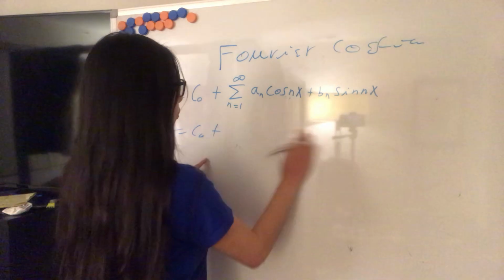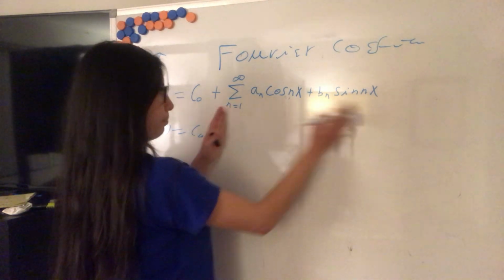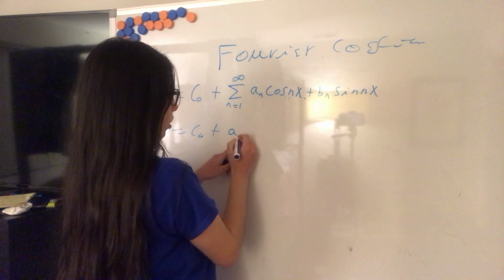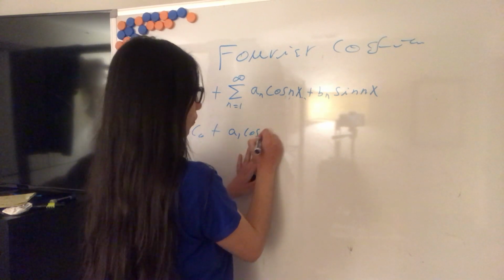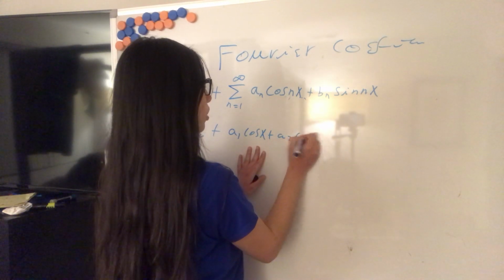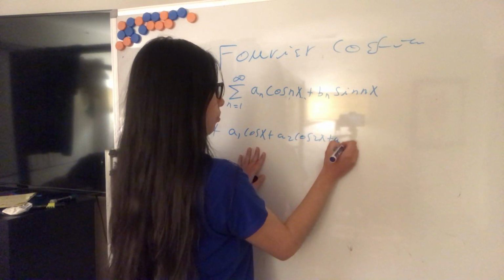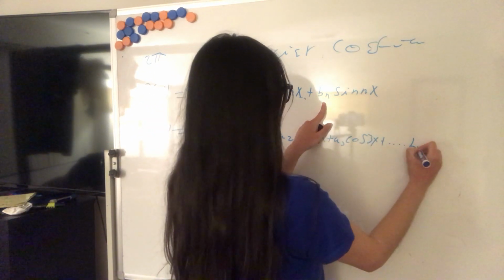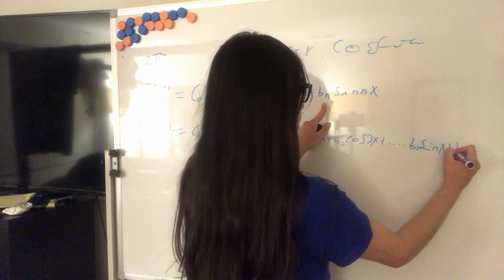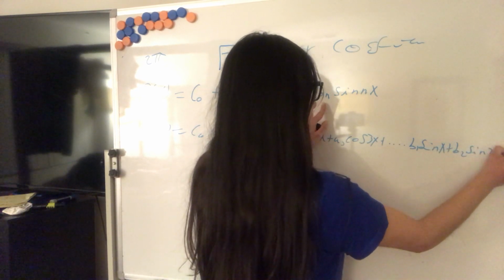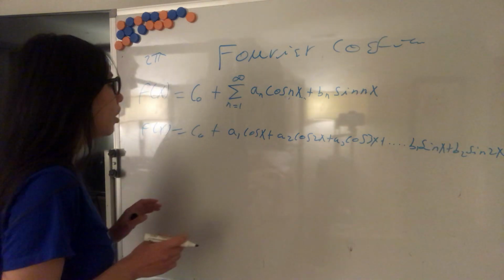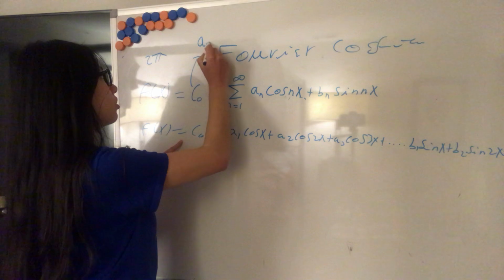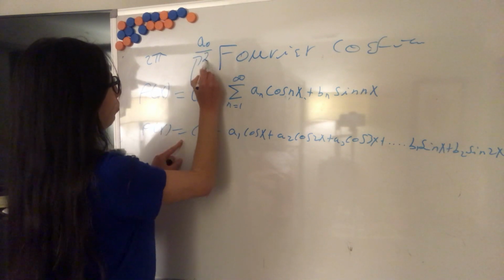This part would be for the cosines. We have a sub 1 cosine of x plus a sub 2 cosine of 2x plus a sub 3 cosine of 3x, etc. Here b sub 1 sine of x plus b sub 2 sine of 2x, etc. So now, by convenience, you will see that this c naught would be called a sub naught over 2.